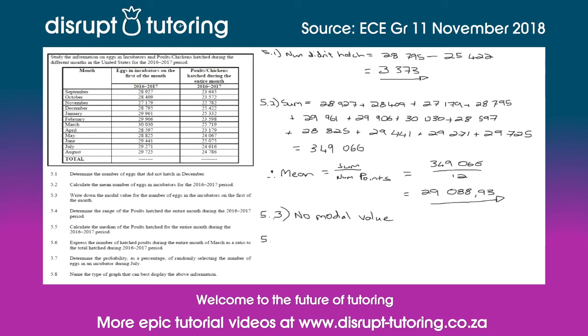Going on to 5.4, determine the range of the poultries hatched in the entire month during the 2016 to 2017 period. So this is the column that we need to look at. It's the number that hatched during the entire month, and we need the range. Now range is highest minus your lowest. So range is, remember, equal to your highest minus your lowest.